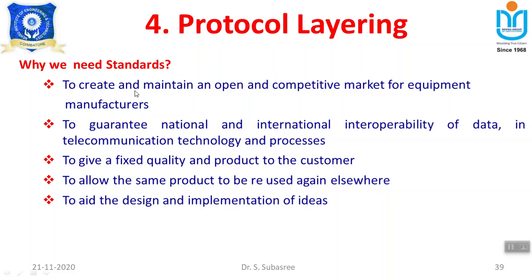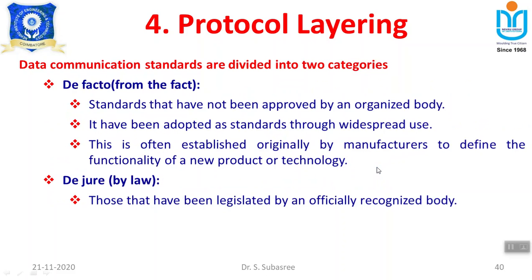So here we need to create and maintain an open and competitive market for equipment manufacturing, to guarantee national and international interoperability and quality. How much quality you are going to provide, right? So we say that it is a standard product. What is the meaning of that? That the quality of the product is very high. It is an accepted one, right? That type of product we call a standard. They follow certain rules and regulations without compromising the quality. Then we can say that it is a standard product. Like that, in networks also, for data communication we need to follow some standards.